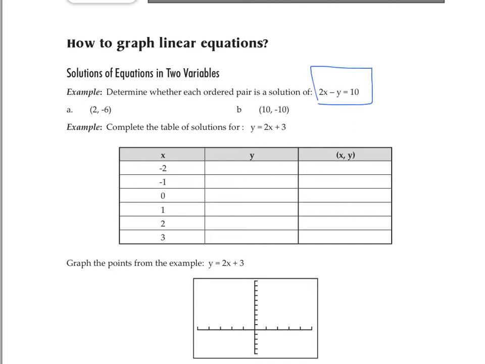This is what we call a linear equation, 2x minus y equals 10. A linear equation is an equation that when we graph solutions for it, they make a straight line. There are an infinite number of solutions because we pair up values for x and y together to make ordered pairs, and the infinite solutions will join up together to make a line. So the first thing we're going to do is look at determining if these ordered pairs are solutions.